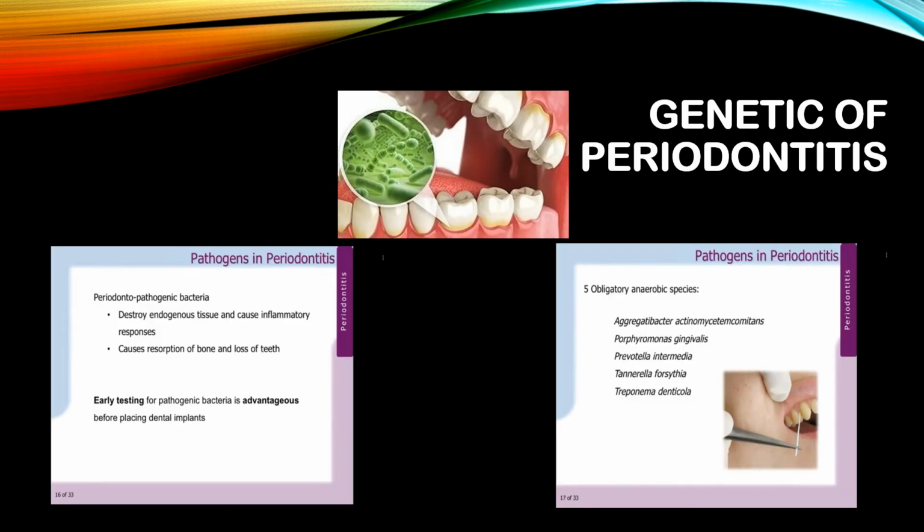The bacterial component of periodontitis: we know that bacteria destroy endogenous tissue and cause inflammatory responses, and cause resorption of bone and loss of teeth. Early testing of pathogenic bacteria is advantageous before placing dental implants. Five obligatory anaerobic species are the bacteria that produce periodontal disease.